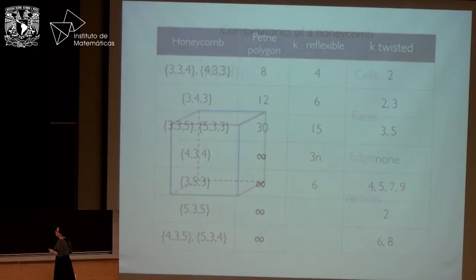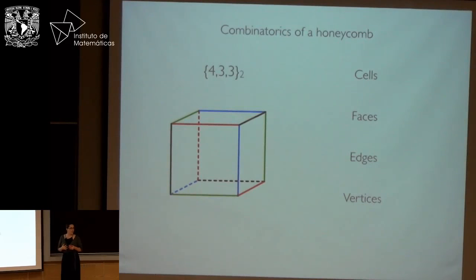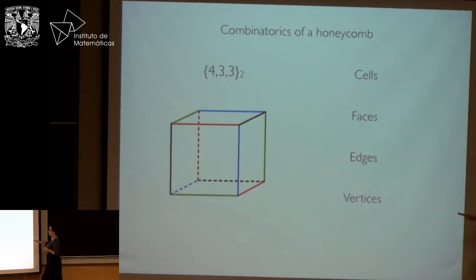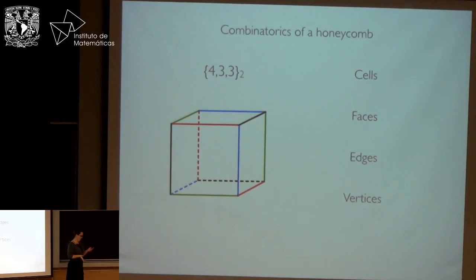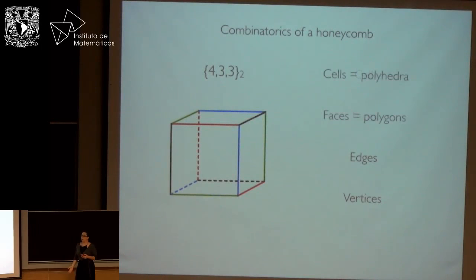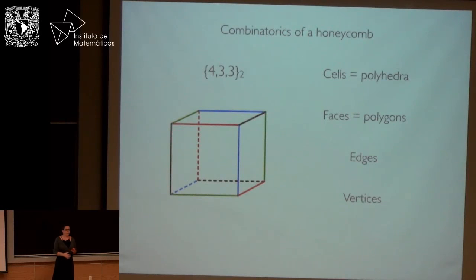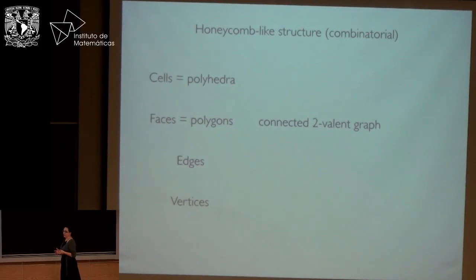And what I want to do is to go away a little bit from honeycombs and start generalizing things. And to do that, I'm going to take a quick look at the combinatorics of a honeycomb. So the honeycomb had vertices, edges, faces, and cells. And they were nicely organized. The faces were polygons, and the cells were polyhedra. If I want to forget about the geometry and about the topology of these things, and just stay with the combinatorics, then I can change some things a little bit.